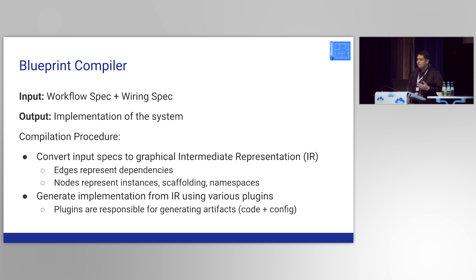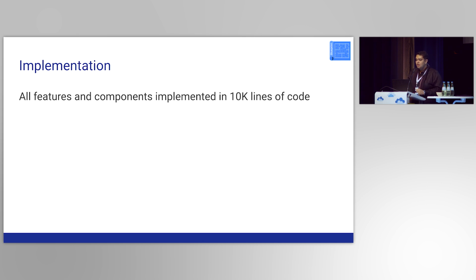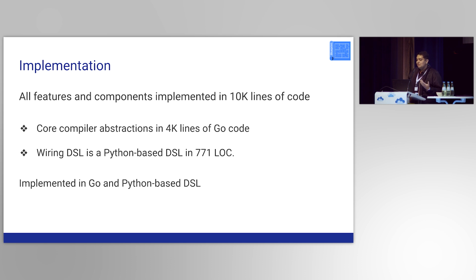Next, the compiler generates the implementation from the intermediate representation using various plugins. Each plugin is responsible for generating a specific type of artifact. The intermediate representation abstraction guarantees that these plugins can be implemented independently. For more details, please refer to the paper. Blueprint is implemented in 10,000 lines of code, out of which 4,000 lines of Go code implement the core compiler abstractions, and the wiring specification is a Python-based DSL in around 800 lines of code. Currently, the Blueprint compiler provides first-class support for Go in workflow specifications.